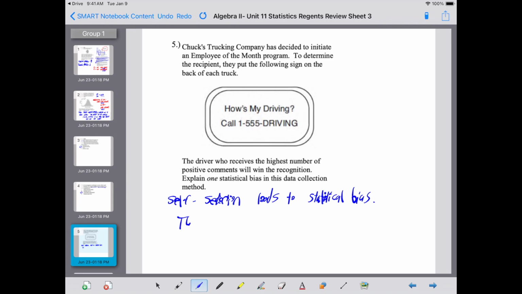So, who's going to call on this driver? Is it going to be people that are happy with the driving or people that are not? It's going to be people that are not. So you could say, self-selection leads to statistical bias. The people with complaints are more likely to be calling.